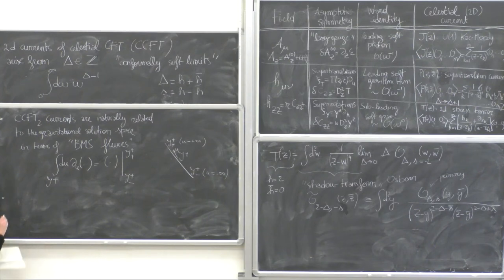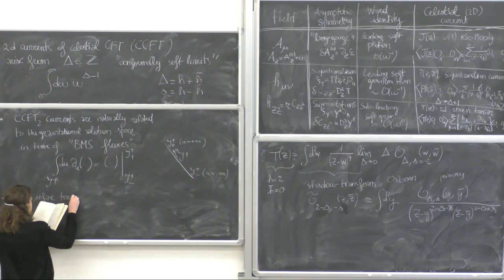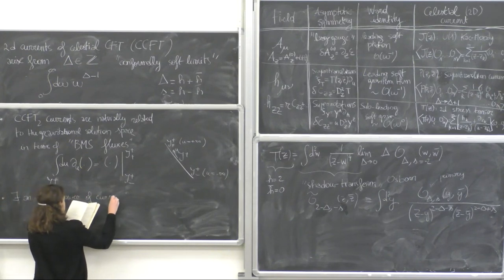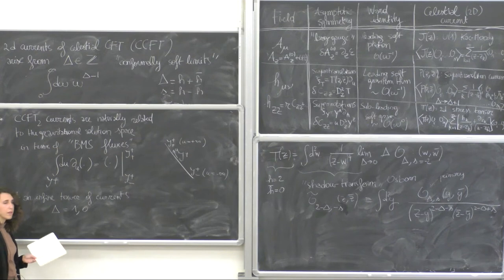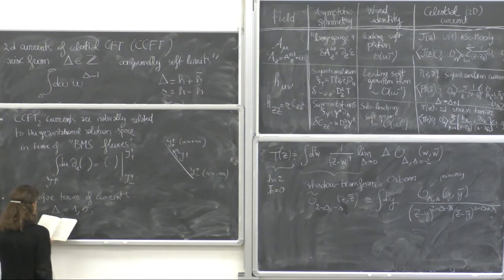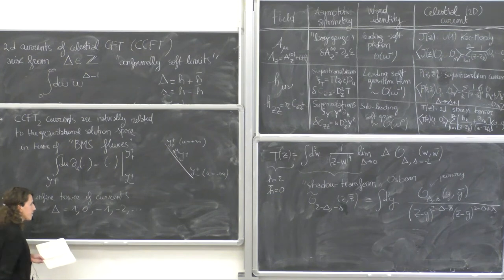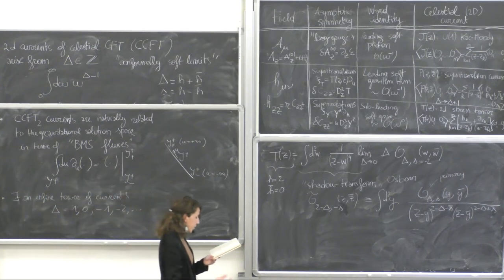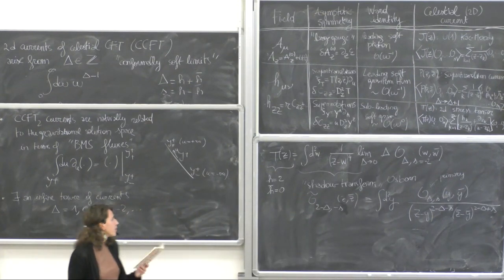Let me comment on some recent developments in the literature, due mostly to Strominger, Guevara, and Himwich, which is the fact that you may actually consider an infinite tower of currents. I told you about this delta equal 1 and delta equal 0 and its shadow. But there are actually some hints that there is an infinite tower of such currents, which correspond, if you want, to more subleading pieces in the gravitational expansion.